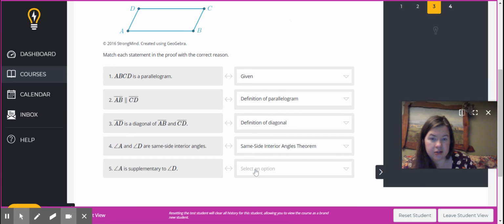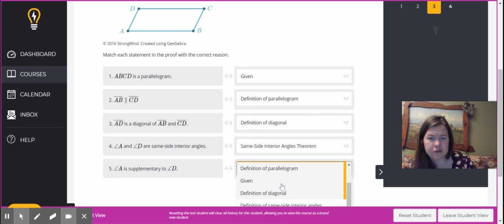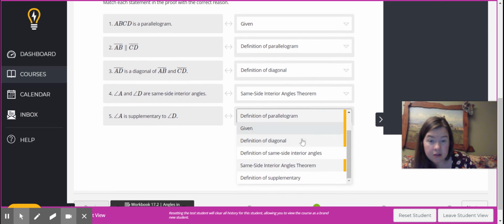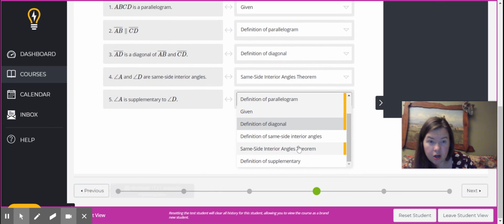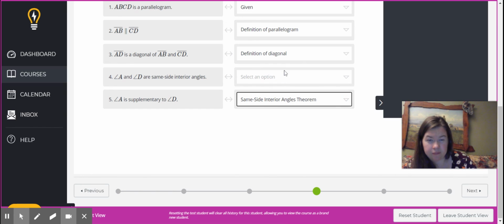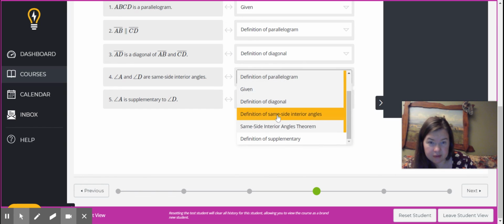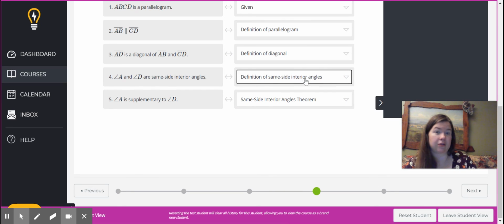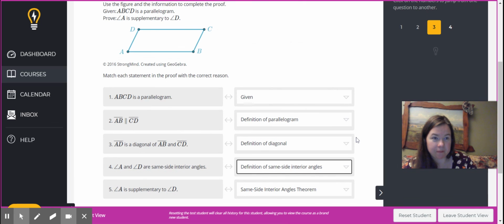Actually, I'm going to change my mind. The theorem is usually what states that they're congruent. So same side interior angles theorem is going to go right here. And then this will just be the definition of same side interior. So that's a really popular thing to do in here. The definition and then the theorem. And yep, there we go.